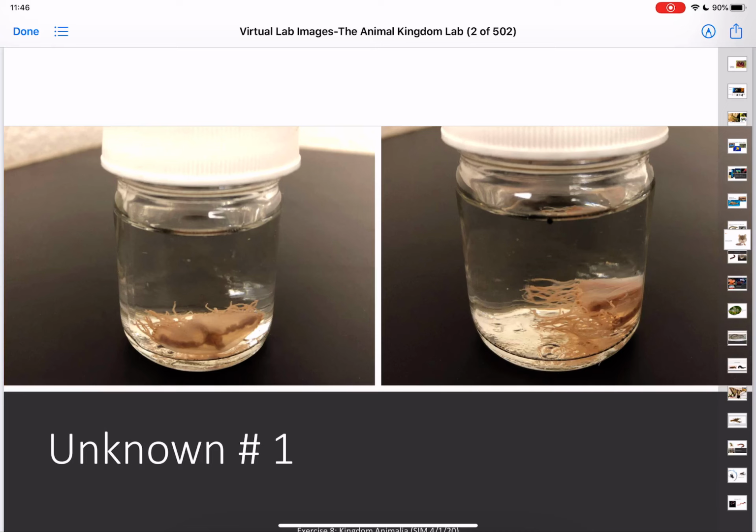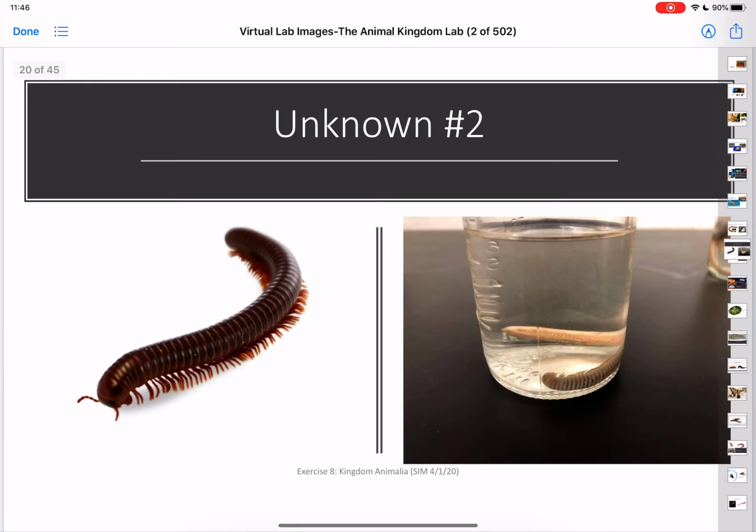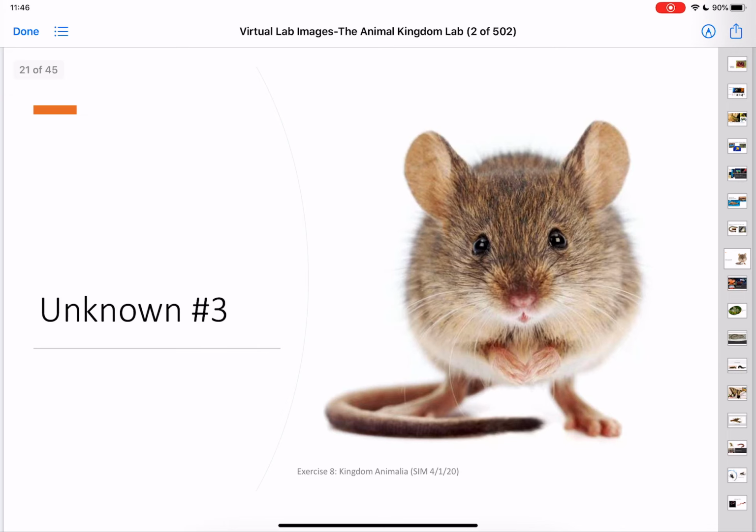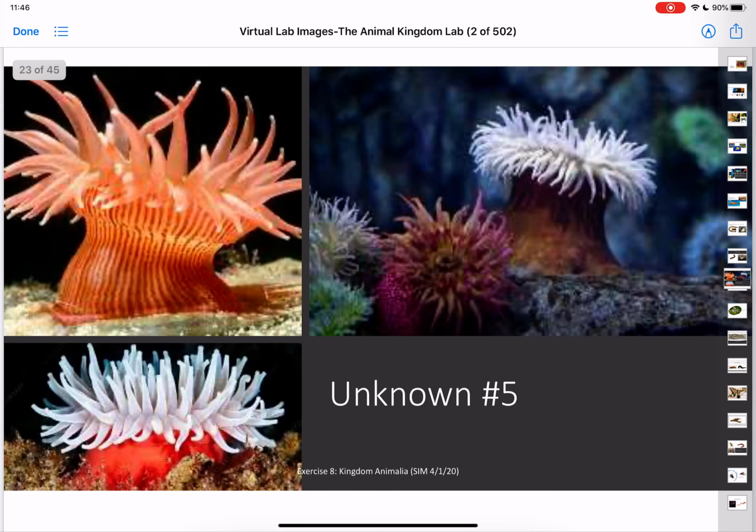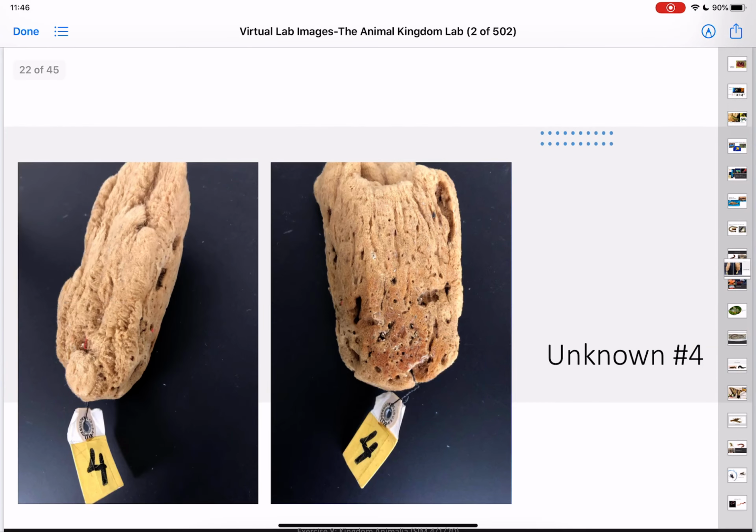So let me show you what I'm talking about. Here's number 1, 2. So there's 31 of these. Now, if we were in our normal face-to-face lab setting, these would actually be there in person on the lab bench, and you would walk around and you would identify these in person. But what we've done is we've taken pictures of these organisms exactly as they would have appeared in the lab.